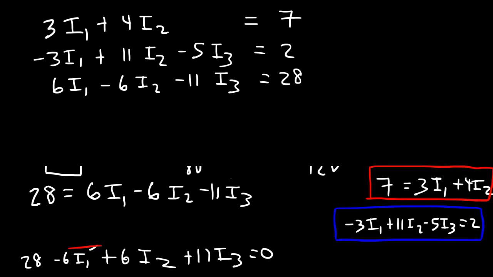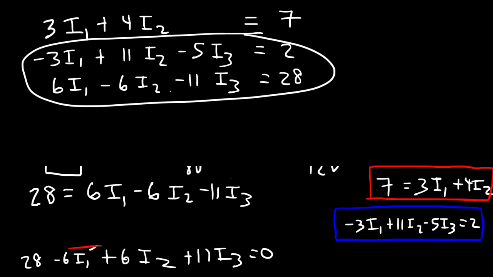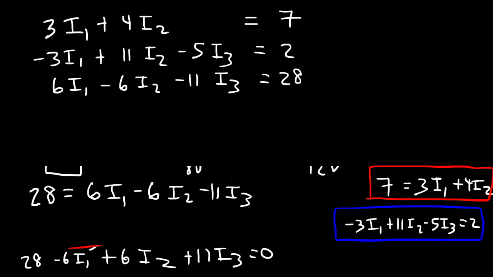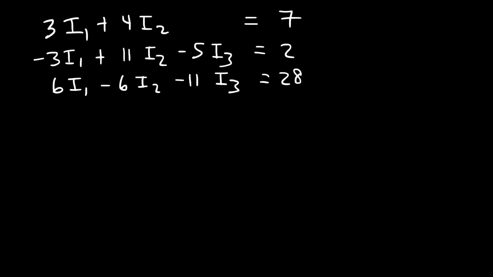Now the best way to approach this particular situation is that we need to combine equations 2 and 3, and our goal is to cancel I3, because that's going to give us an equation in terms of I1 and I2, which we can combine with equation 1 to either solve for I1 or I2. So what I'm going to do is multiply the second equation by negative 11, and so that's going to give me positive 55I3, and I'm going to multiply the third equation by positive 5, which will give me negative 55I3.